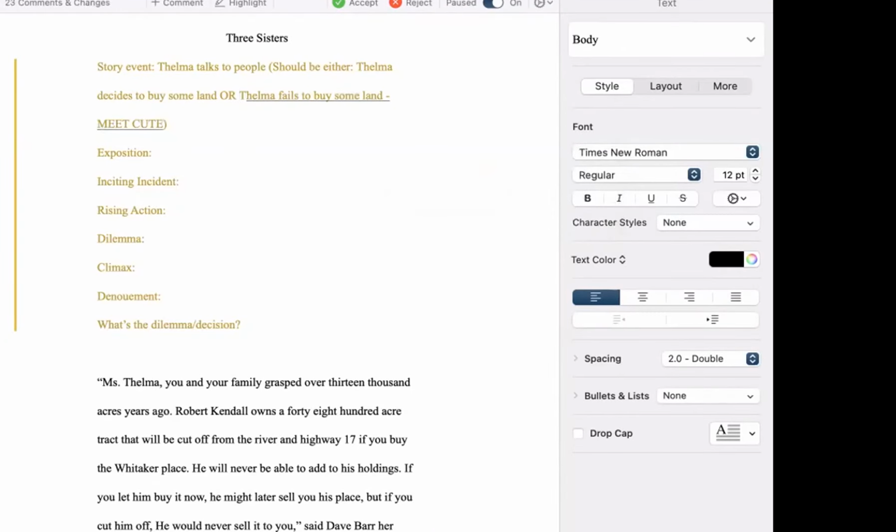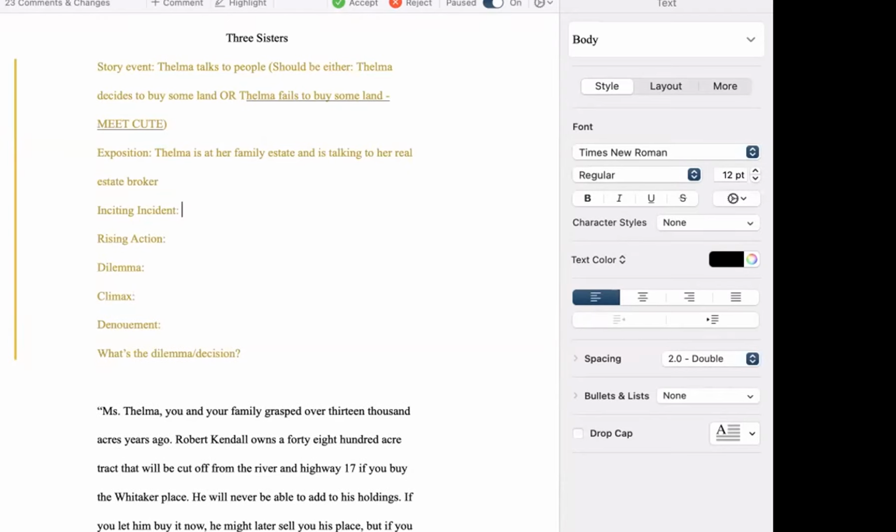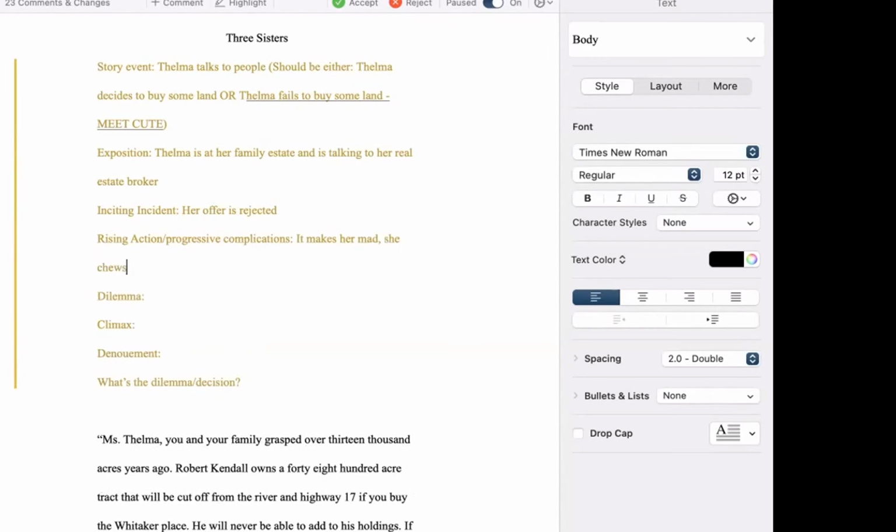So exposition: Thelma is at her home, at her family estate, and is talking to her real estate broker. Inciting incident: it would be fun if maybe the inciting incident is her offer is rejected. It makes her mad. These are also called progressive complications. And it's just things are getting more complicated. She chews out her broker, demands to talk to the seller. Dilemma.